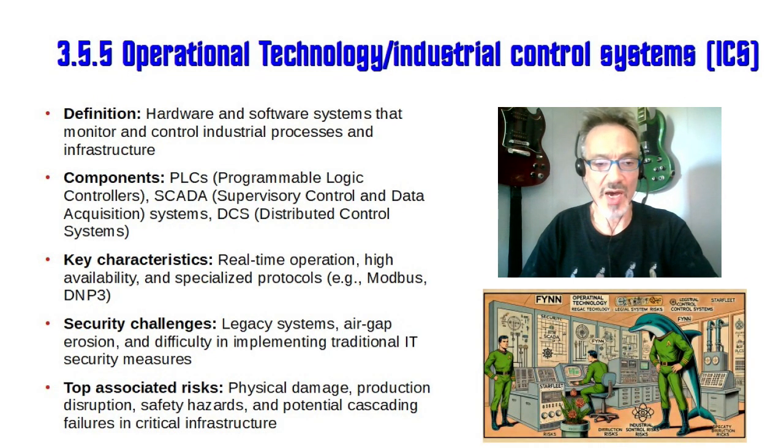3.5.5 Operational Technology, Industrial Control Systems, or ICS. This is a very crucial area on the exam and in the real world. The definition: this is the hardware and software systems that monitor and control industrial processes, the physical infrastructure. Components that the exam might test your knowledge on: programmable logic controllers, SCADA, that's supervisory control and data acquisition systems, DCS, or distributed control systems.